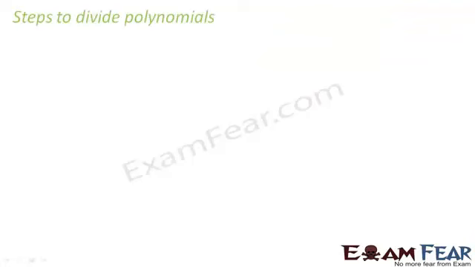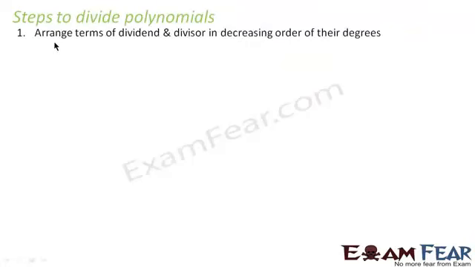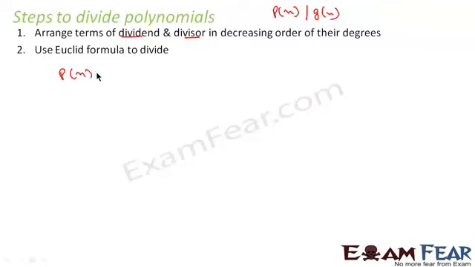Now we'll go through the steps to divide polynomials. The first step is we have to arrange the terms of the dividend and divisor in the descending order of their degrees. Once done, we have to use the Euclid formula. I'll take one example. Example, we have to divide p(x) by g(x), let's suppose, and here we have p(x) is equal to 2 plus 3x squared plus 4x plus x cubed, and let's suppose g(x) is equal to 1 plus x.